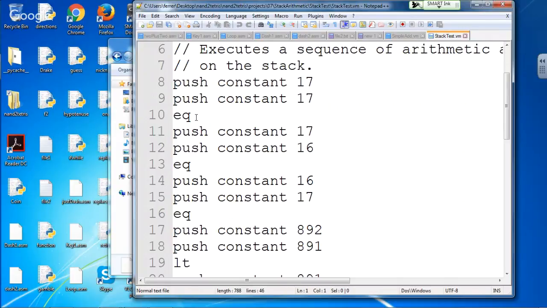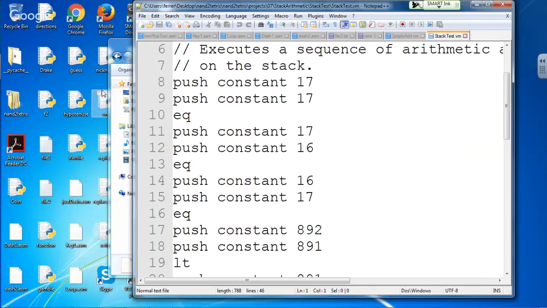I have this interesting instruction called EQ. Now, what EQ is going to do is perform a comparison. Right? What comparison do you think it might be? Don't hold your breath. It's going to pop 2 values off the stack. If they are equal, it will push a true on the stack, a -1. If they are not equal, it will push a 0 on the stack, because it's false. Okay.